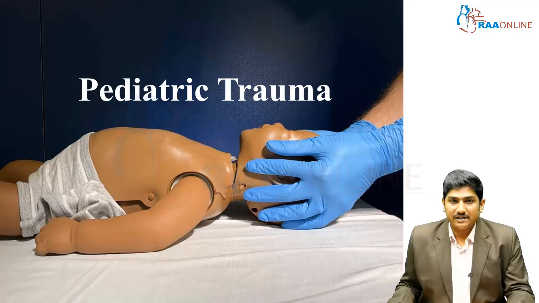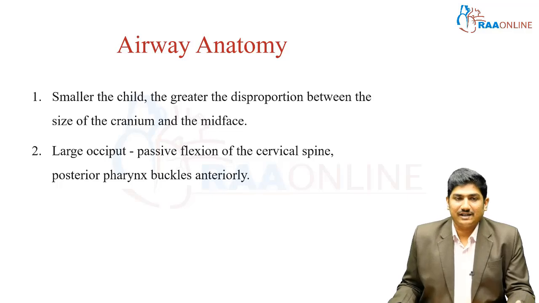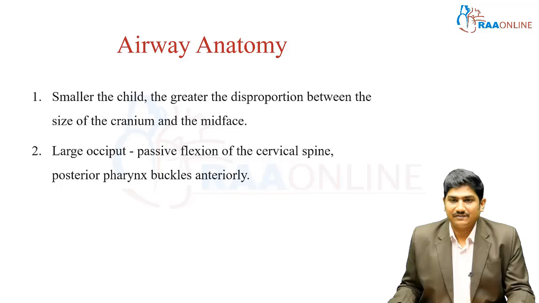So pediatric trauma. First, we'll start from the airway, breathing and circulation. This is a very important exam question for you: in what way is a pediatric airway different from an adult's? The smaller the child, the greater the disproportion between the size of the cranium and the midface. Moreover, not only the cranium, even the occiput is very large. So this large occiput causes passive flexion of the cervical spine so that the posterior pharynx buckles anteriorly.